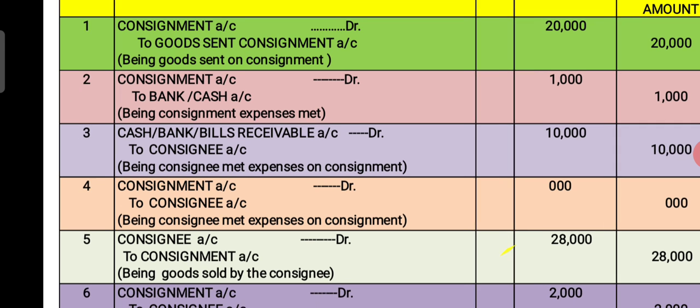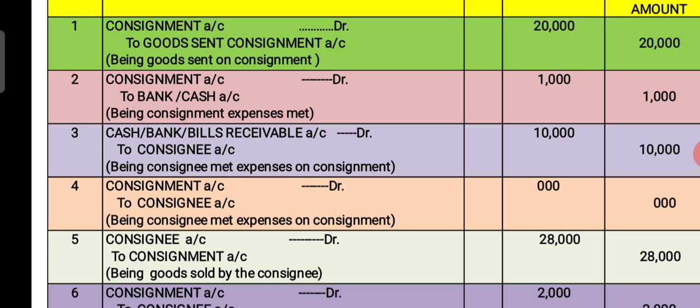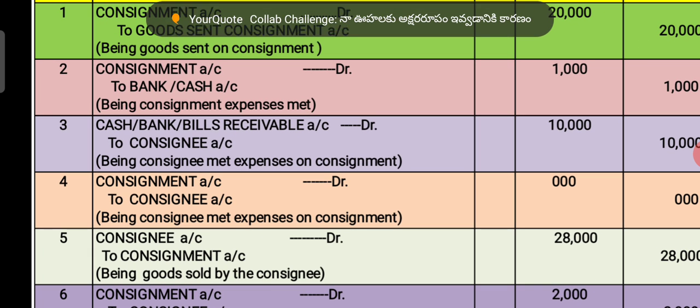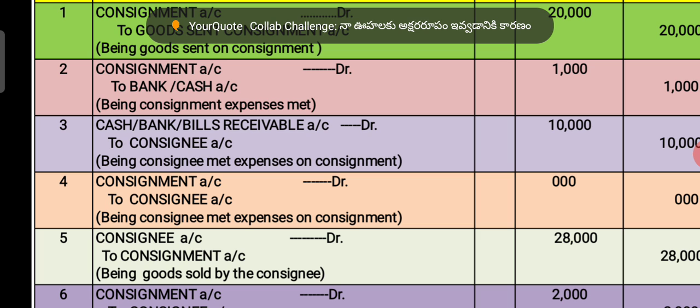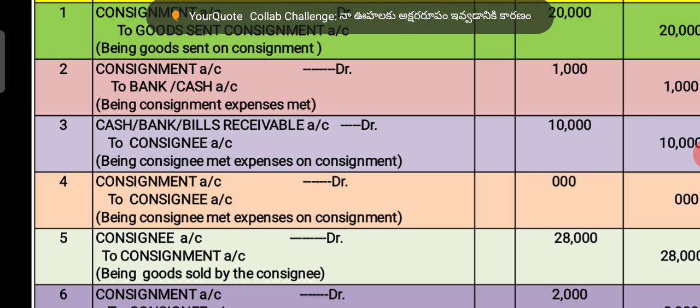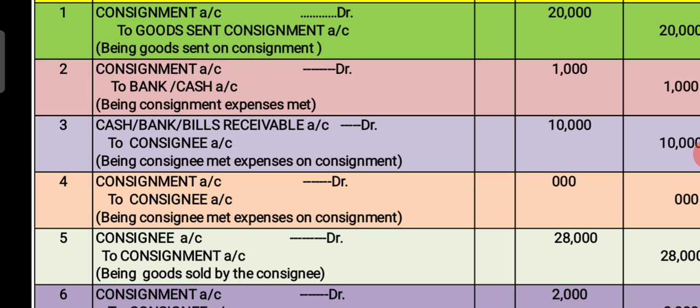Okay, next, consignee expenses. When the consignee spends some money on consignment business as an expenditure, then we write the fourth entry. In this problem there is no consignee expenditure, though I have written it from a practice point of view. What is that entry? Consignment account debit to consignee account. Amount nil, because there is no expenditure met by consignee. Narration: being consignee met expenses on consignment account.